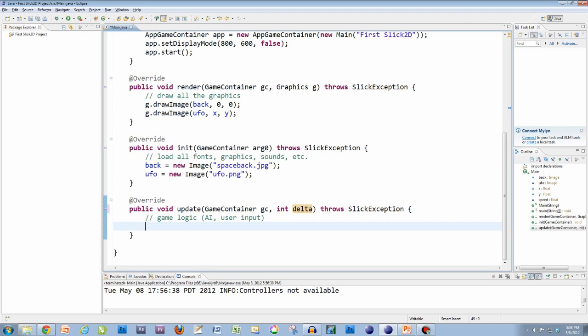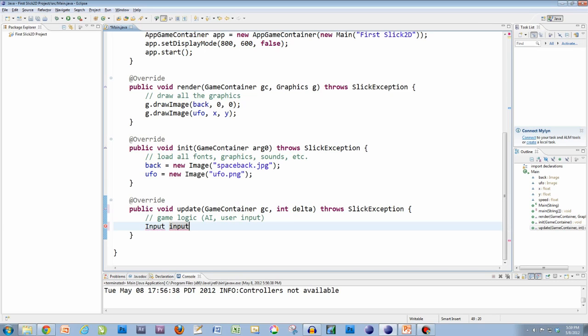Now what I'm going to do is I have to poll the keyboard for input. That means I have to ask Slick basically what keys are being pressed. What's going on? What keys are they pressing? Where's the mouse at? Are they pressing any mouse buttons? Slick keeps track of that for me, and here's how I get that. So I'm going to say input.